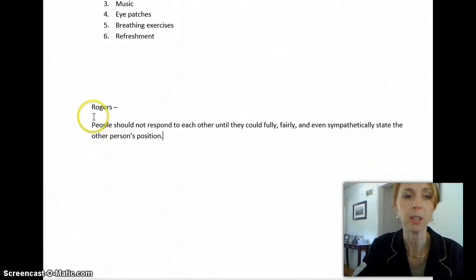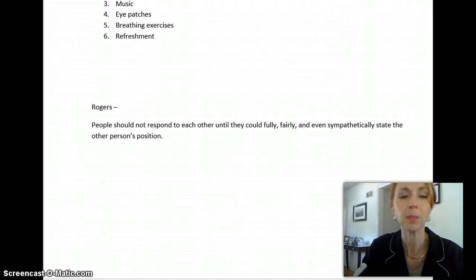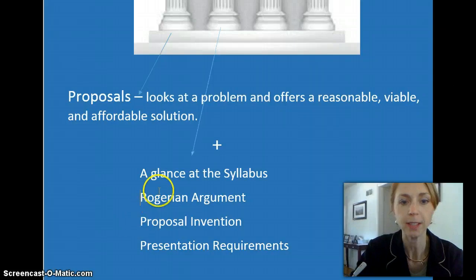So this again is just a little bit of free advice that I wanted to throw out to you. As you're working on your presentation for your proposal, be thinking about how you can sympathetically state the other person's position and have them realize that you understand where they are and you are here to help them. You are here to give them a solution that's going to meet their needs. So that's a quick example of what a Rogerian argument is and how you can bring it into your proposal.